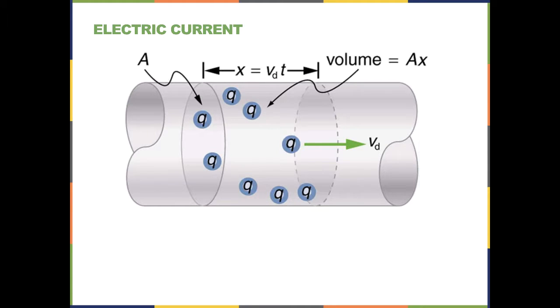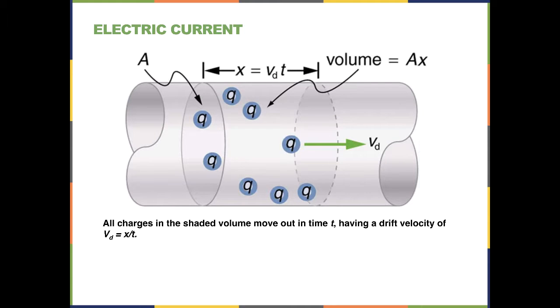Now let's look at how we can actually calculate this drift velocity. All the charges in the shaded volume move in and out during time t, and they all have a drift velocity of v subscript d. The distance they move is x, from one of the circles on the left to the dashed circle on the right. So the charges move through that distance x over a period of time t, and so the drift velocity is equal to x over t.